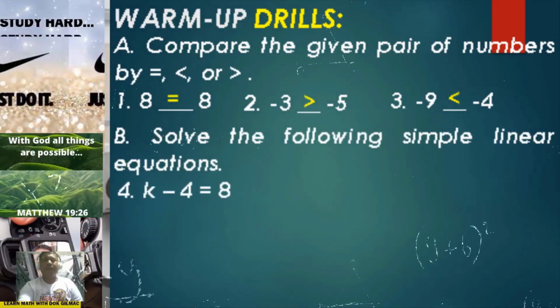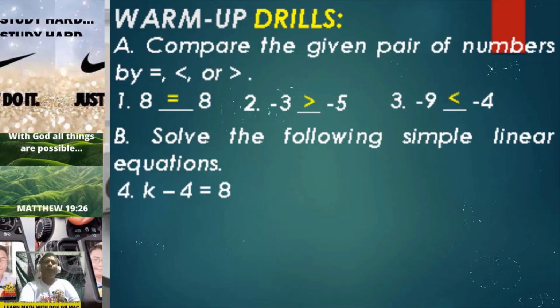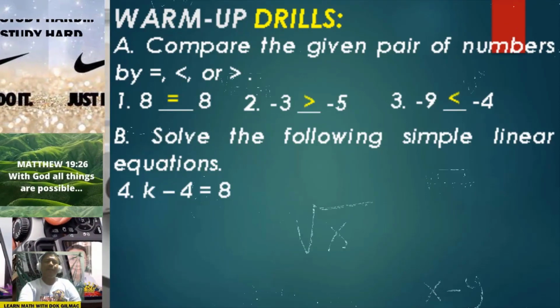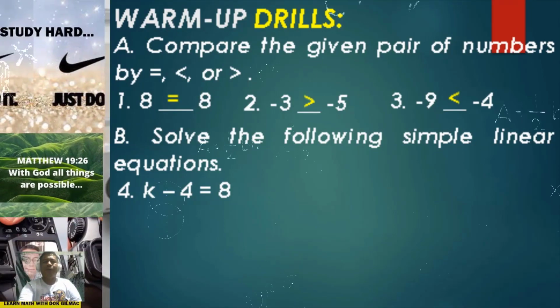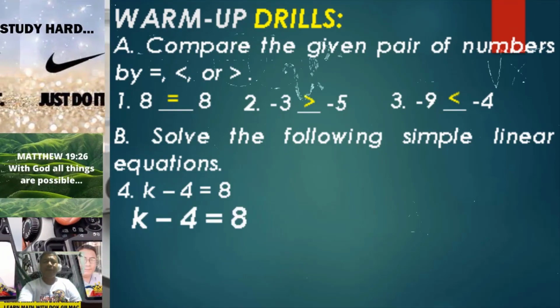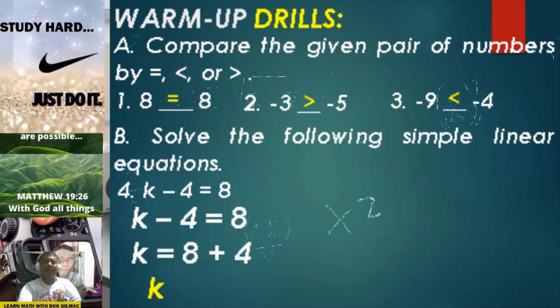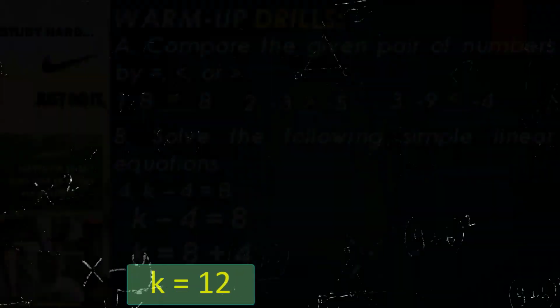Number 4. K minus 4 equals 8. In this particular equation, we can simply apply addition property of equality, wherein we can add 4 to both sides of the equation. So we have K minus 4 equals 8. K is just equal to 8 plus 4, or simply K is equal to 12.